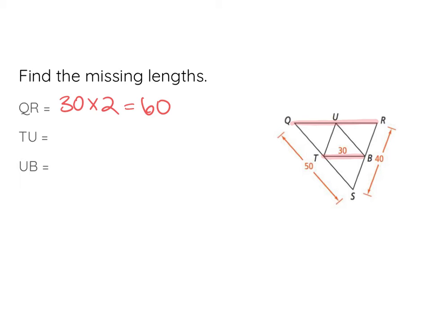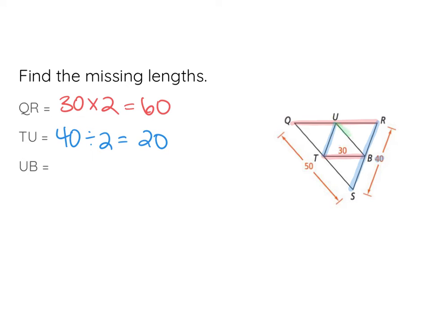Okay, now TU is a midsegment. So I'm going to find the side that it's parallel to. Now I know the side is 40. So in order to find the midsegment, I'm going to take 40 divided by 2. And that gives me 20. So all I'm doing is either multiplying or dividing by 2.